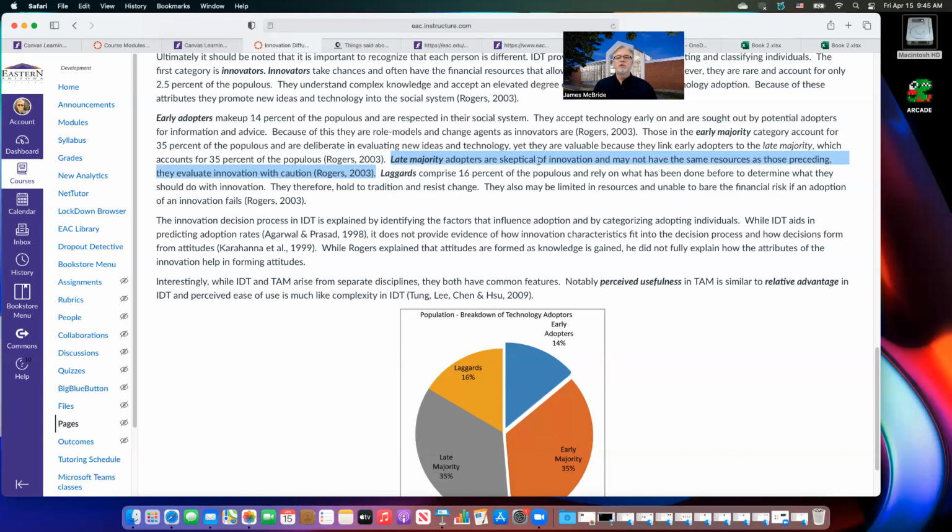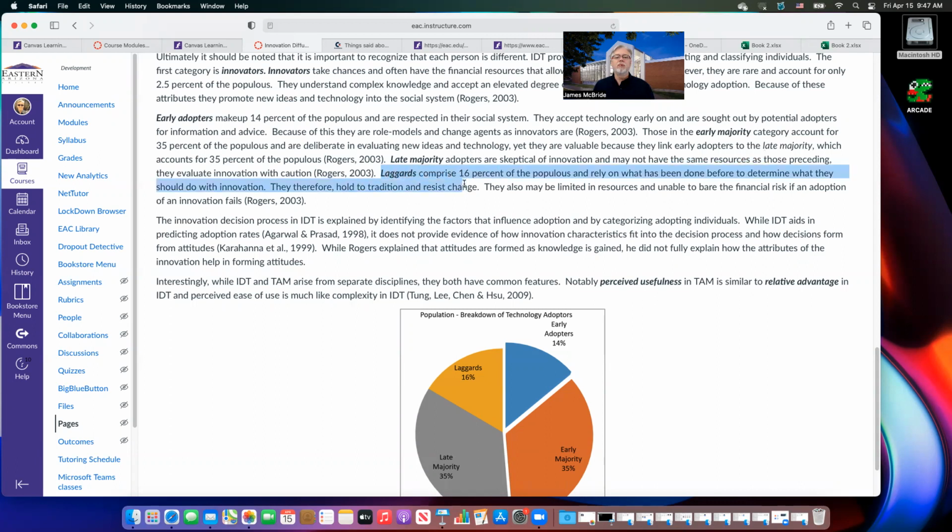So late majority, they're skeptical. In society, they don't have the same resources. In other words, they don't have money to spend on a smartphone, that kind of thing. But in a business, the resources are not that important. They have the same resources as everybody else.